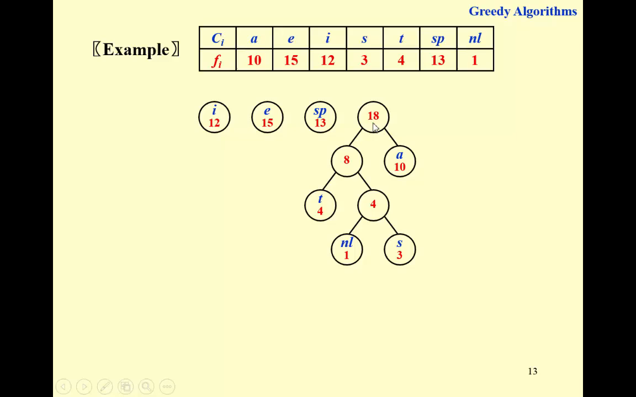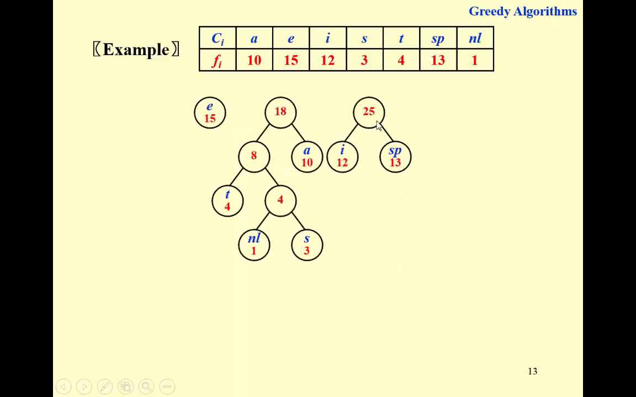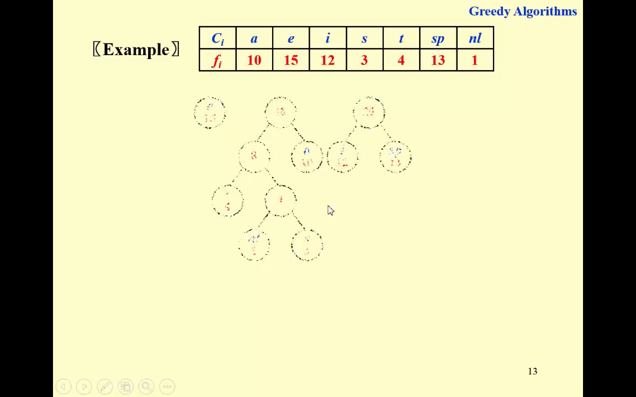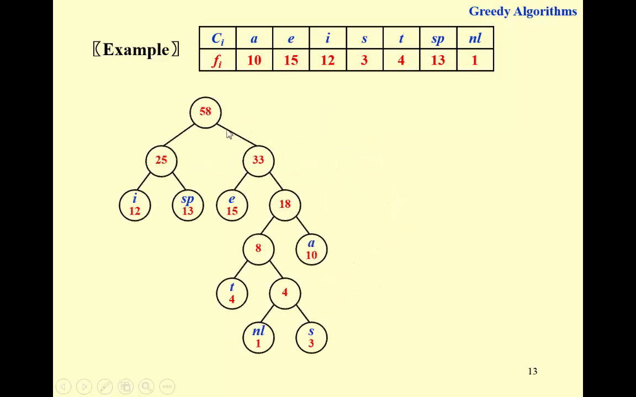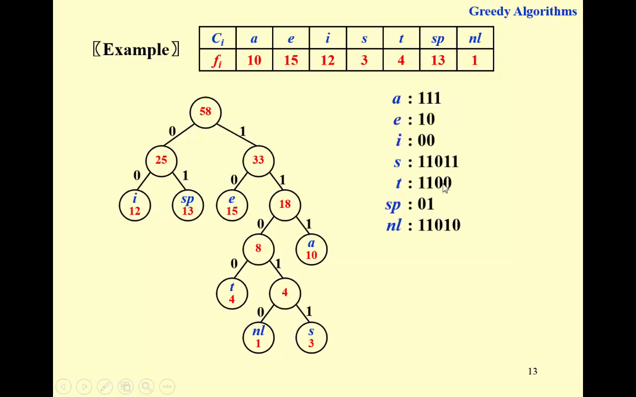Next, it will be 18, and then what? And then 12 plus 13, and we get 25. And next will be 15 plus 18, something like this. And finally, pop these 2 nodes, and we obtain the Huffman tree, like this. Right? And then we assign zeros to the left branches and ones to the right branches. And this is the set of Huffman codes.